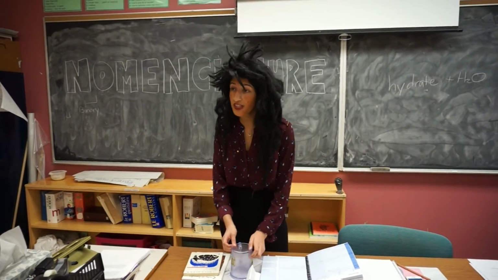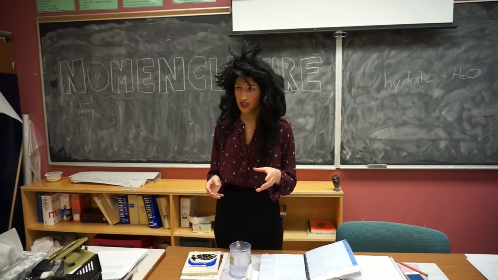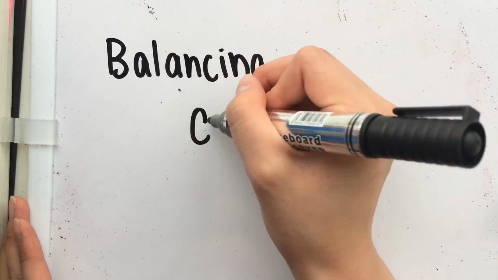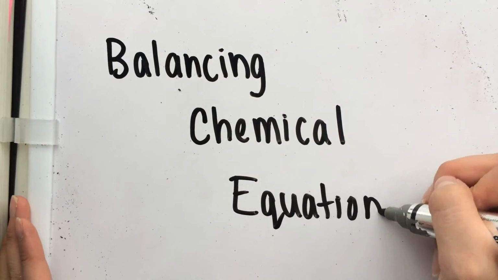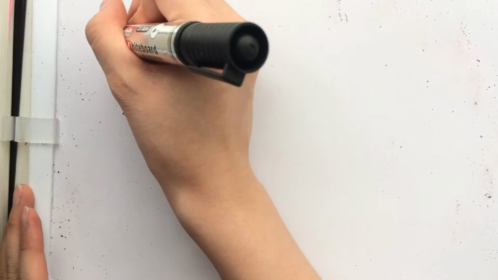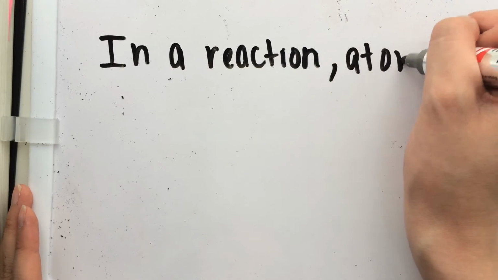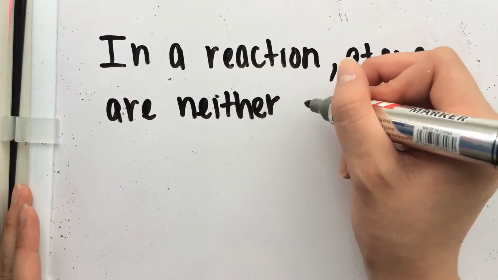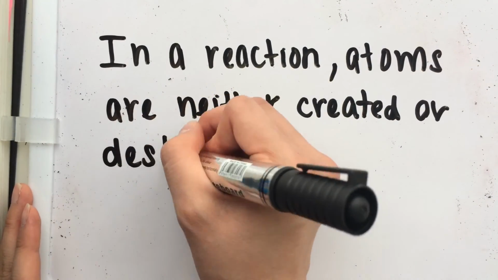You have the same amount of things that you put in, but then the product will have the same amount of ingredients but rearranged. Now on to balancing chemical equations. We need to ask ourselves, what exactly is a chemical reaction? In a reaction, atoms are neither created or destroyed. So in a chemical equation, they must have an equal number of each type of atom on both sides of the reaction arrow.